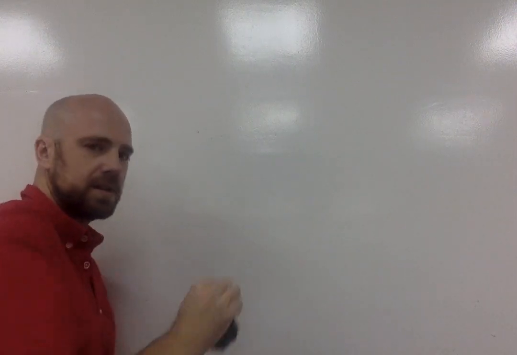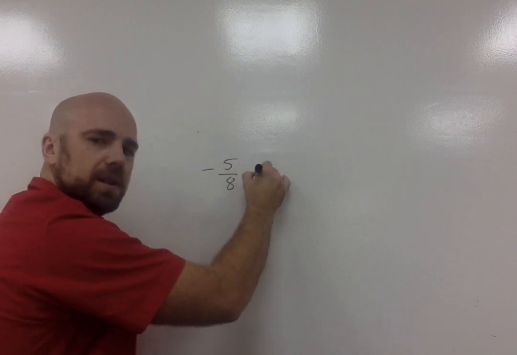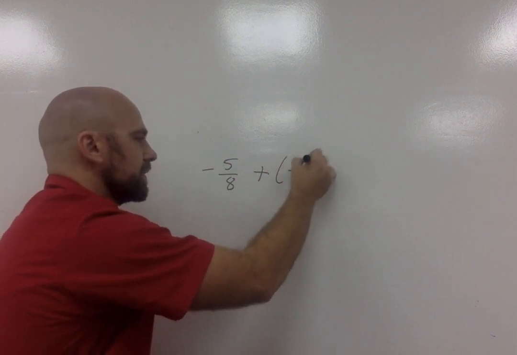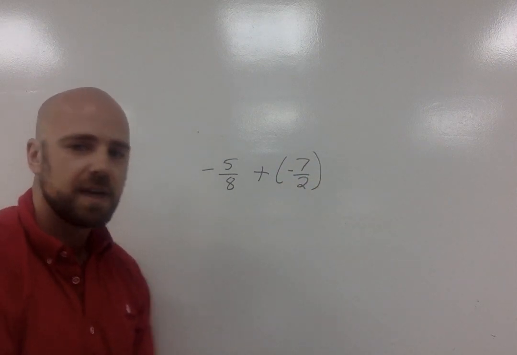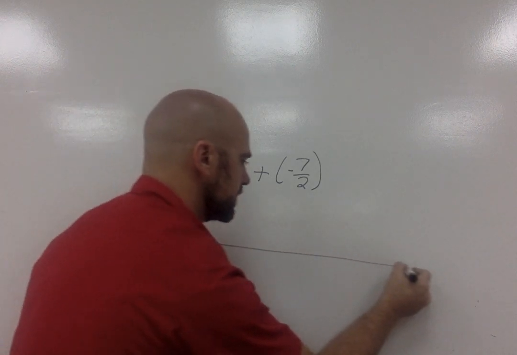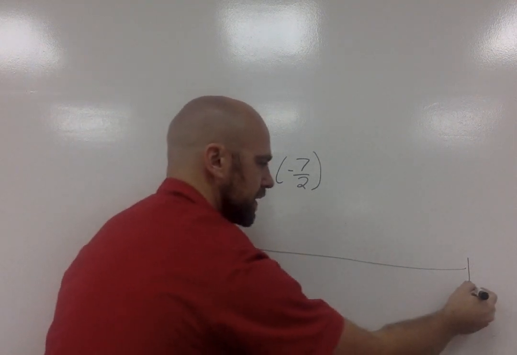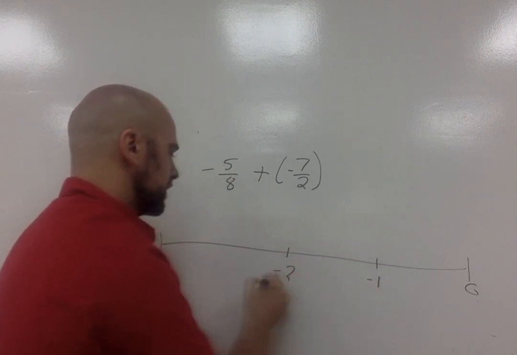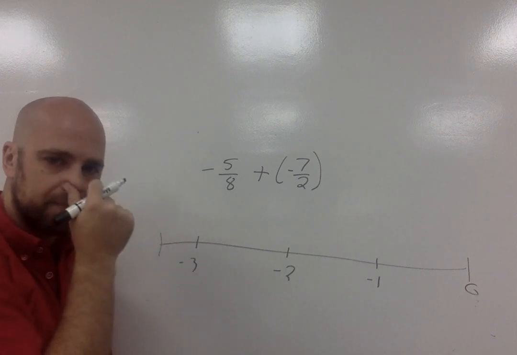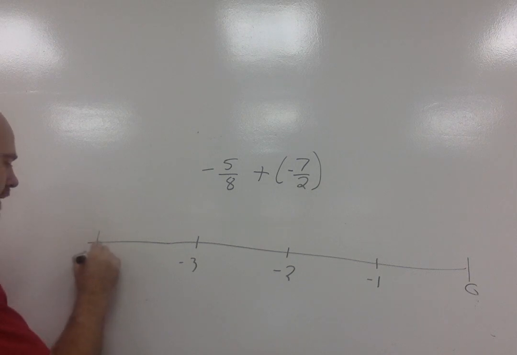Okay. Let's go with negative 5 over 8 plus negative 7 over 2. Okay, let's start with this. So we've got two sets of negatives. Now, I'm going to draw my number line. Okay, so I'm in the negative side. So if I say that my 0 is over here, then I'll have negative 1, negative 2, negative 3. Let's keep going. Negative 4. And we'll stop over there.